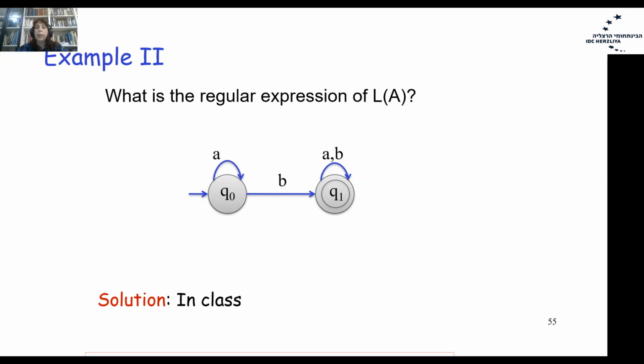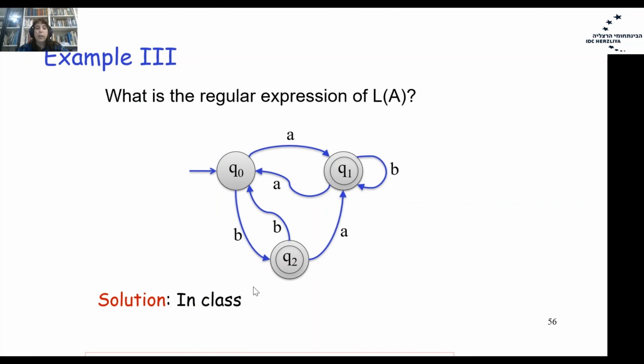Additional examples we will do during practical exercises. We will be given the following DFA, and we will have to write a regular expression for this DFA, but we will use the algorithm. Even if you can see the regular expression, we will use the algorithm during our practice exercise. The next example will be this automaton, and once again, we will be asked to give a regular expression for the language of the automaton, and once again, we will use the algorithm.